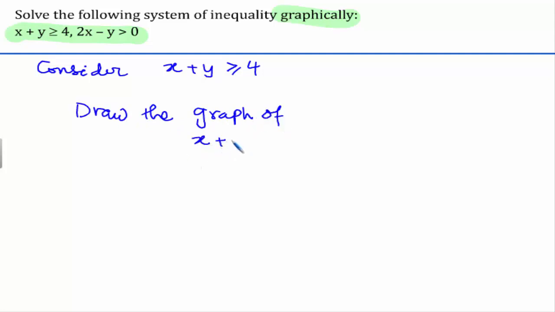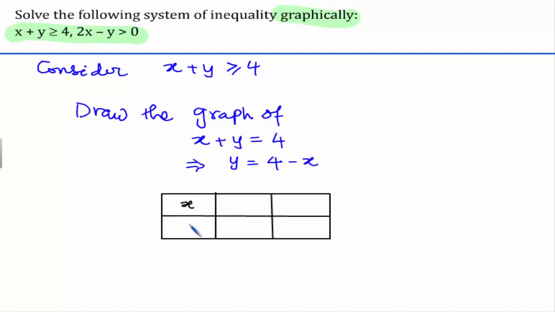x plus y is equal to 4. So this can also be written as y is equal to 4 minus x. Let us form the table. Now let us select the values for x and we will get different values for y. If I select x is equal to 0, then y value will be 4, and if I select x value as 4, then y value will be 0. So what are the ordered pairs we are getting here? The first ordered pair will be 0, 4, and the second ordered pair will be 4, 0.